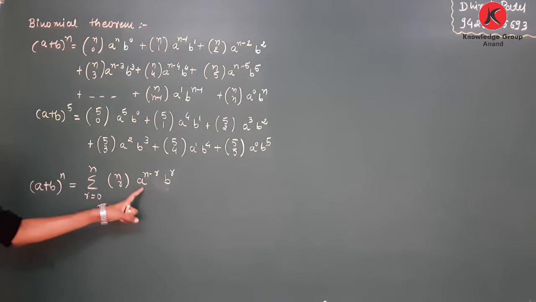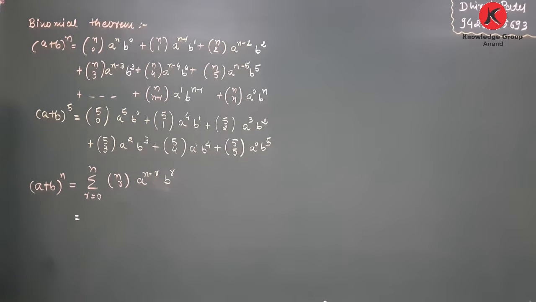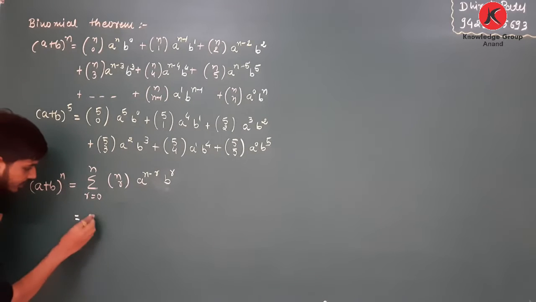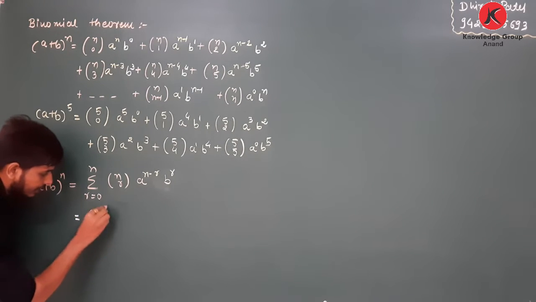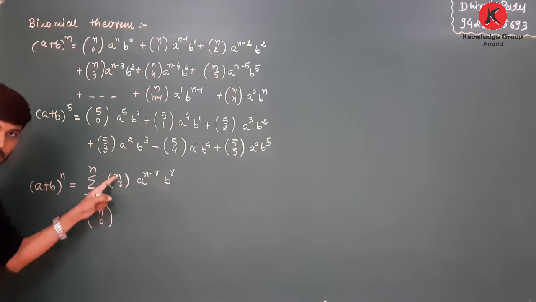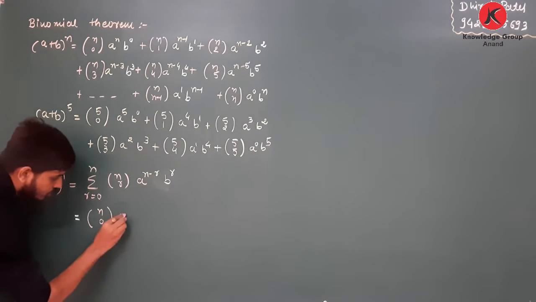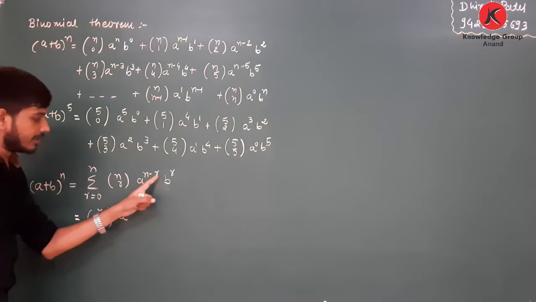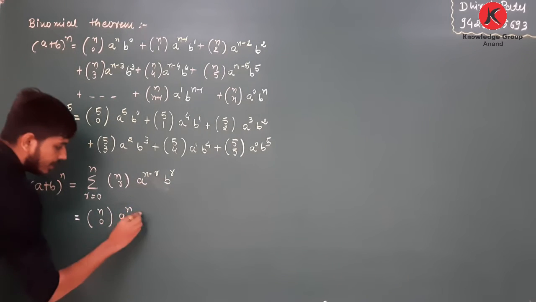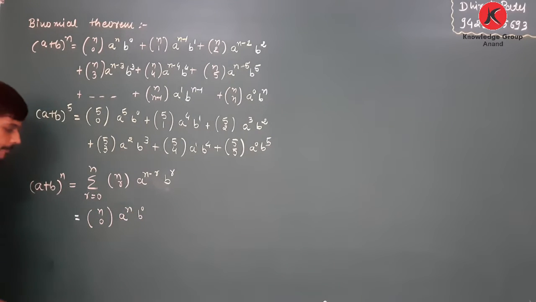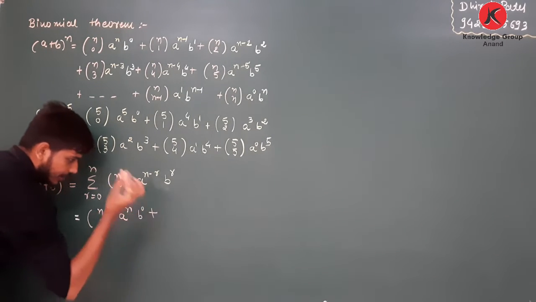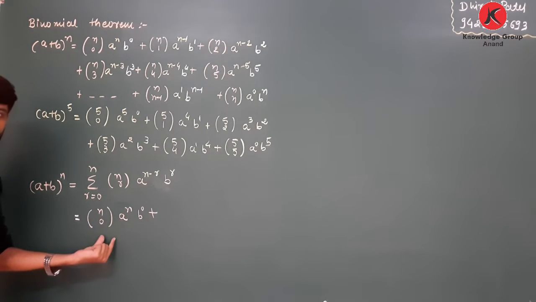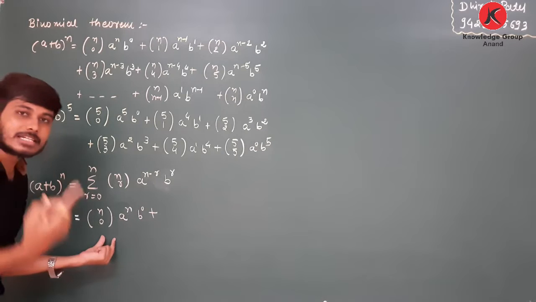Okay, nCr a raised to n minus r b raised to r is your result. Now put r equals 0 here. We are getting nC0 a raised to n minus 0, that means a raised to n, and b raised to 0. Okay. Now, what do we mean by sigma? Sigma means addition, summation or plus. Now put r equals 1.